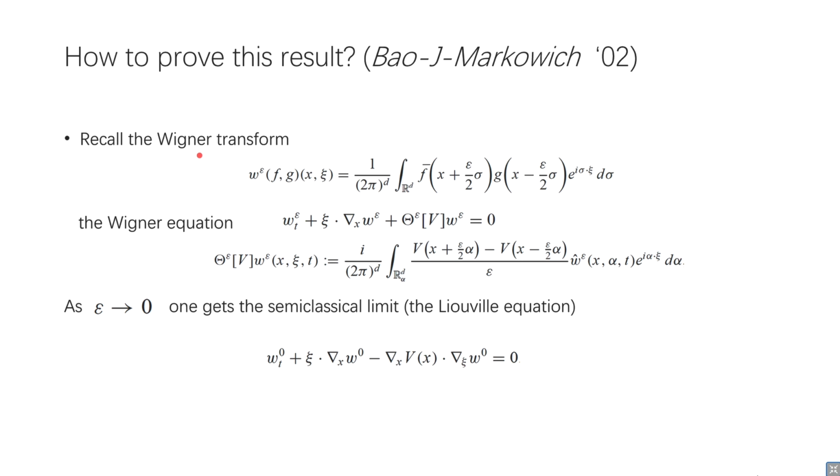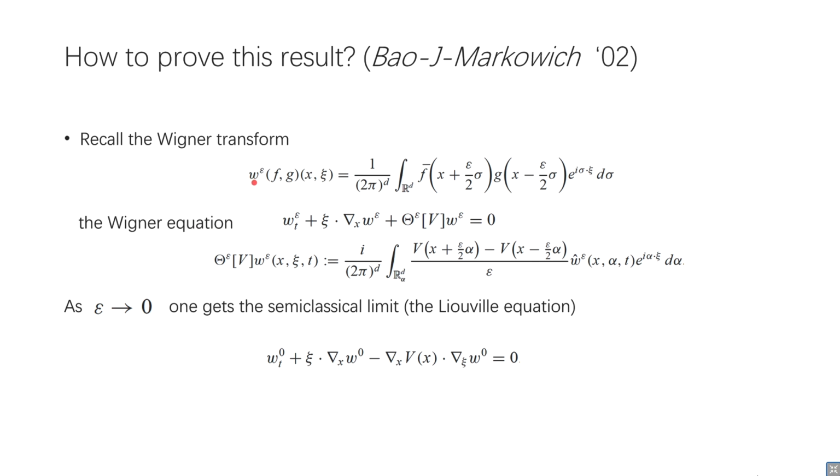In order to prove this result, in a paper I wrote with Wei Zubao and Peter Markowich a while ago, you have to use this tool called the Wigner transform, which I introduced last time. The Wigner transform between f and g is that you take f bar times g at different positions, and you take a Fourier transform in this variable sigma.